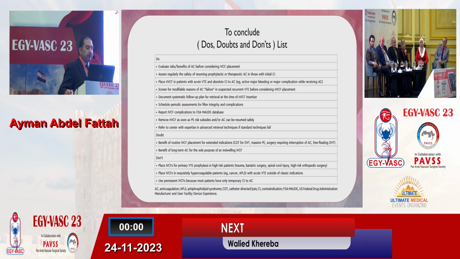Don't place an IVC filter for primary VTE prophylaxis in high-risk patients. Don't place an IVC filter in hypercoagulable patients outside the classic indication. Don't use a permanent IVC filter, because most patients have only a temporary contraindication to anticoagulation.